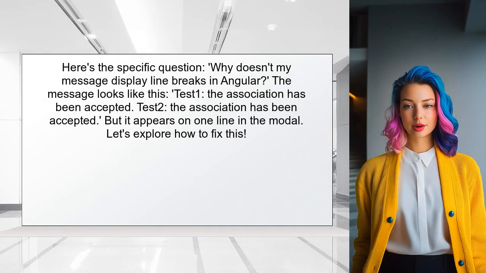Let's dive into the specific question at hand. One user asked, "Why doesn't my message display line breaks in Angular?" They shared that their message looks something like this. Test 1, the association has been accepted. Test 2, the association has been accepted. But when they try to show it in a modal, it all appears on one line. Sound familiar? Let's explore how to fix this.